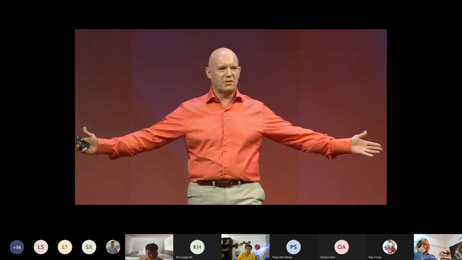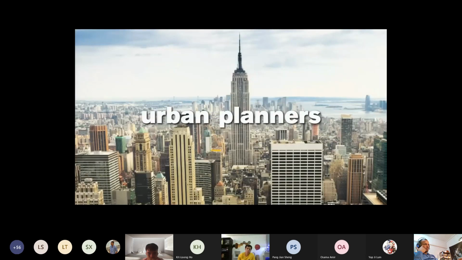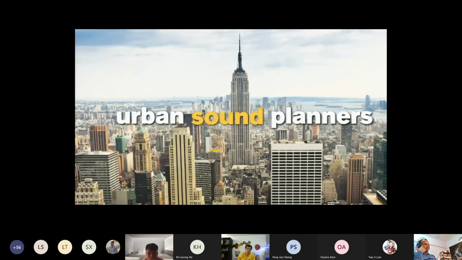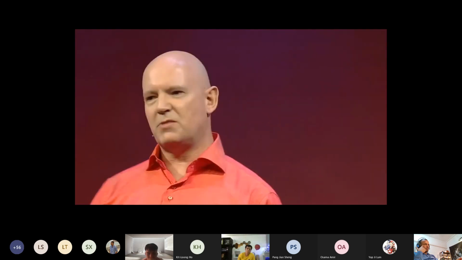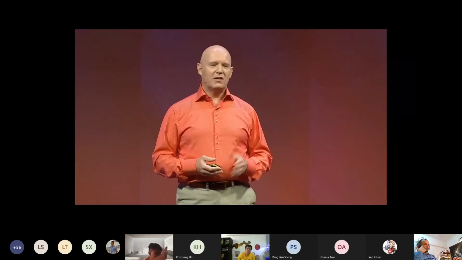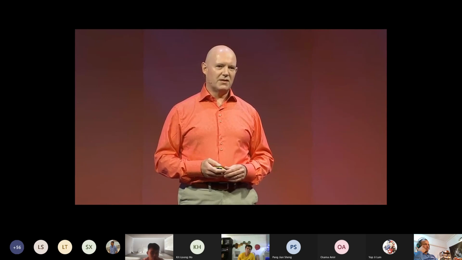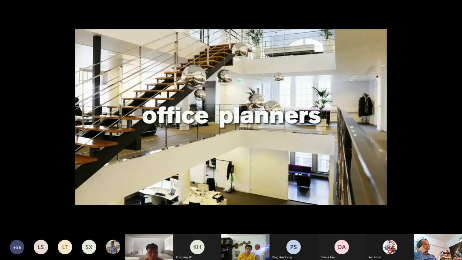Let's broaden the perspective a little bit and look at cities. We have urban planners. Where are the urban sound planners? I don't know of one in the world. And the opportunity is there to transform our experience in our cities. The World Health Organization estimates that a quarter of Europe's population is having its sleep degraded by noise in cities. We can do better than that.